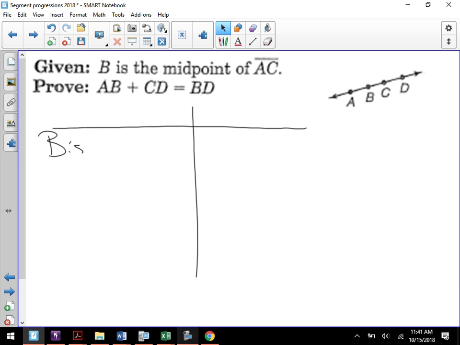B is the midpoint. So in my diagram, what two segments have to be equal to each other? If B is the midpoint of AC, that means these two have to be the same. When you go to your progression sheet, what did it tell you to do if you're given a midpoint? It says to do what? State the segment congruent segment, or segment equal segment, right? That's what it says to do.